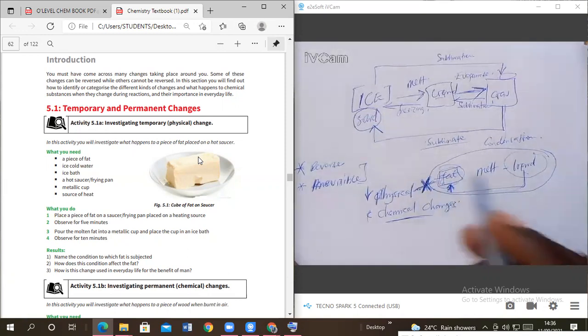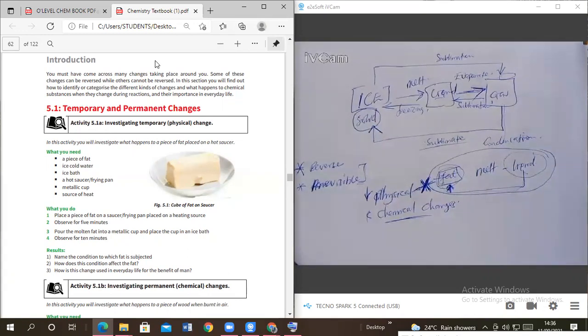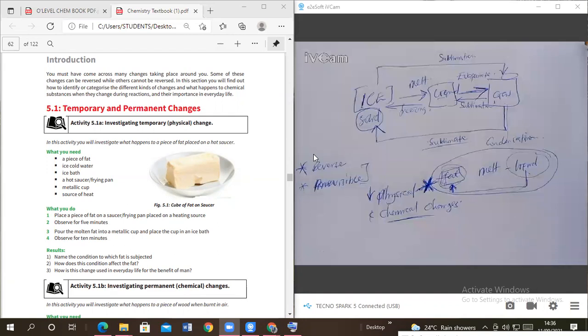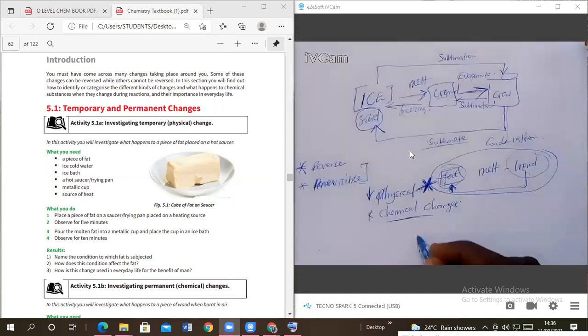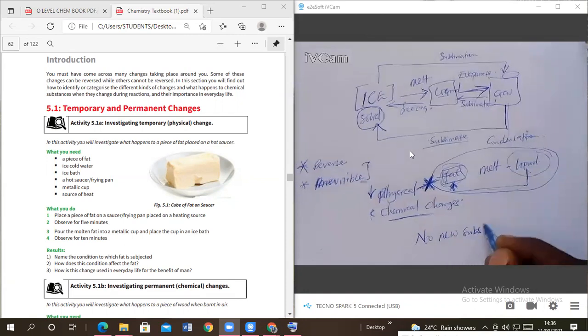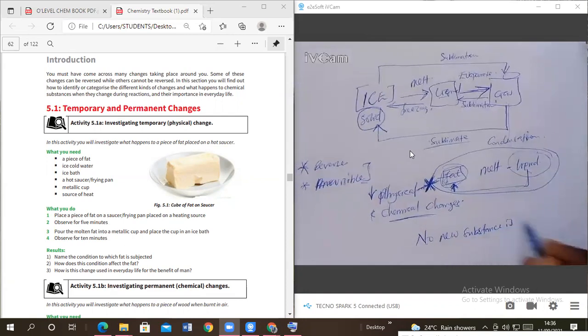Now, according to Sean, what is a physical change? A physical change is a type of change where no new substance is formed.